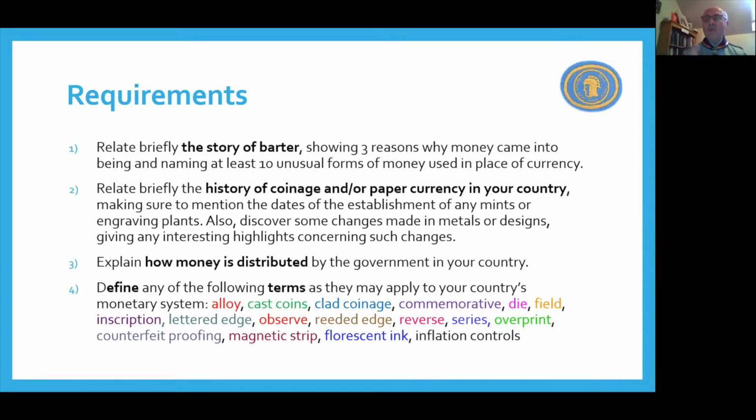Now, I guess most here are from the UK, but if you're from another country, you will have your own coins and notes. We're going to explain how money is distributed, and then we're going to define some terms: monetary system, alloys, coin, cask, coinage, cladding, commemorative, dies, and a number of these terms. They will all be explained.